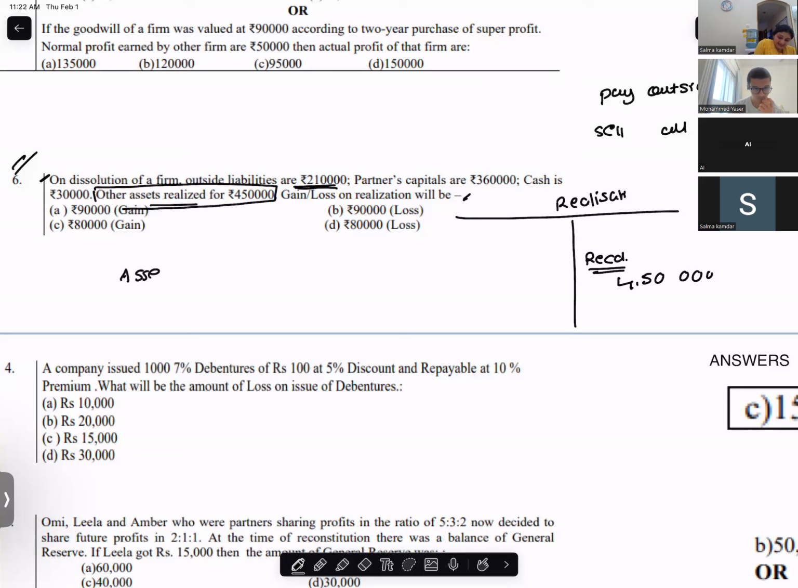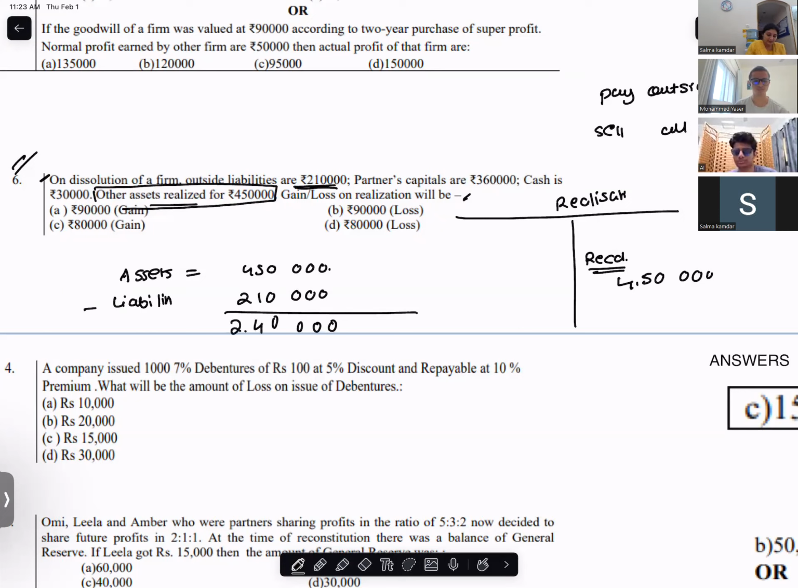So my assets that are realized is how much? 4,50,000. I have paid all the liabilities. So after I pay all the liabilities, how much is the balance with me? You'll have to do the calculation yourself. 2,40,000. Yes. Okay. I had how much cash with me? 30,000. So the cash that was with me is 30,000. So total now how much do I have? 2,70,000.